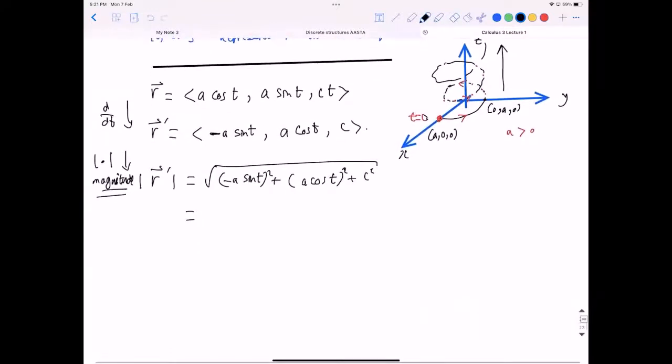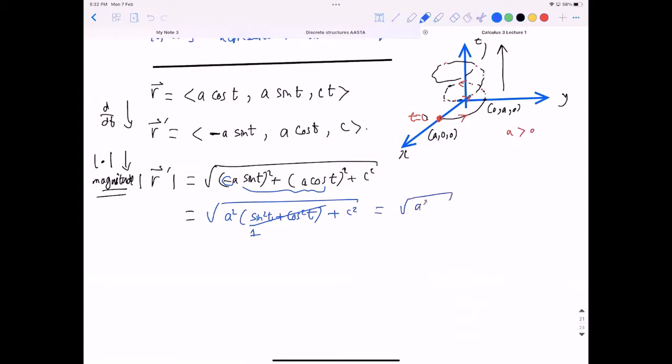And be careful, you can always simplify. Many of the times you can simplify and get nice results. Don't carry all the steps with you. What we have here is a square common factor. Notice that this negative sign will be positive after squaring. So we get A square sine square plus A square cosine square, so we get A square times sine square T plus cosine square T, which is 1. So the result is A square plus C square. Result of what? The magnitude.